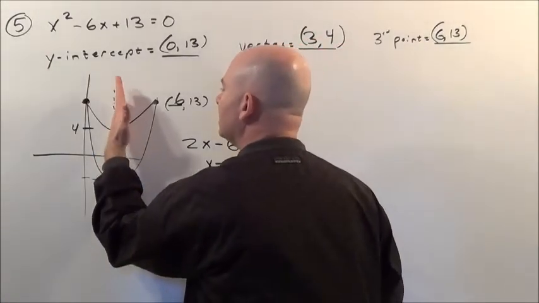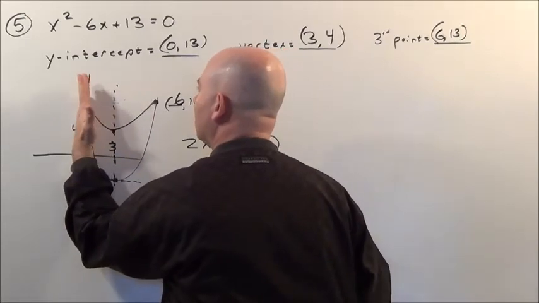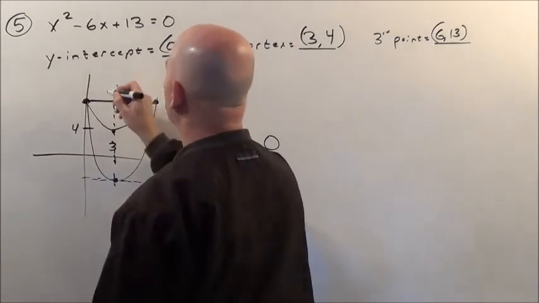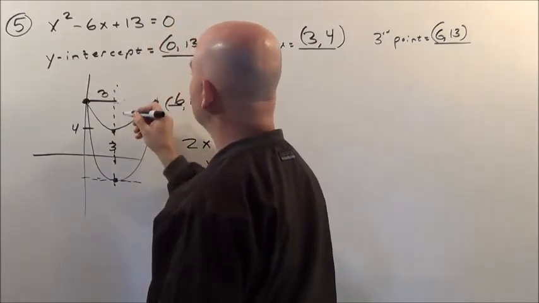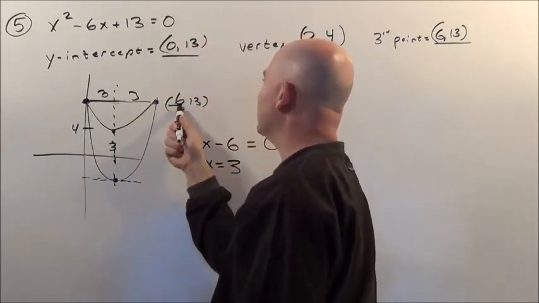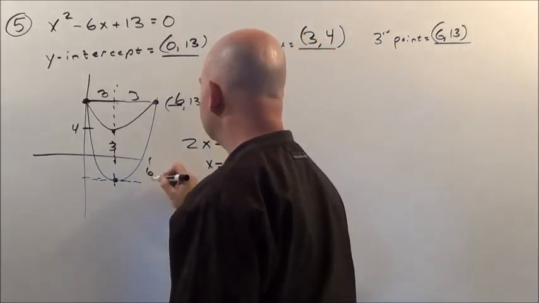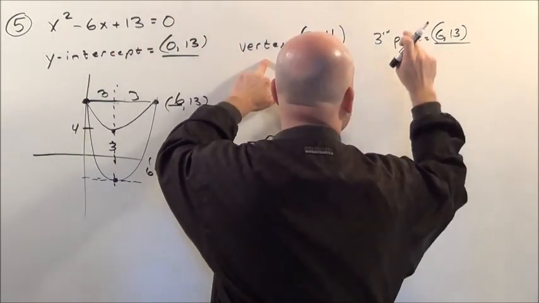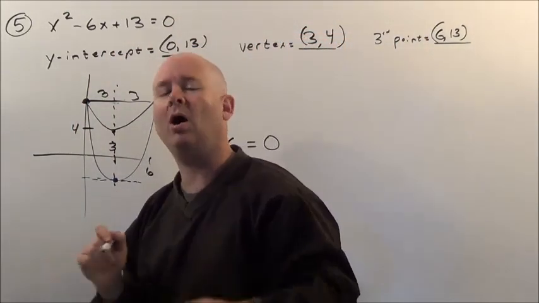I know that has to happen. Again, the axis of symmetry is right here at 3. I had a point here at 0, 13. So from here over to that axis of symmetry is 3 hops. So if I'm at 3 and I go 3 more hops over, that's at 6. This point is going to be at 6 comma, same height, 13. There you have the y-intercept, the vertex, and a third point on that parabola.